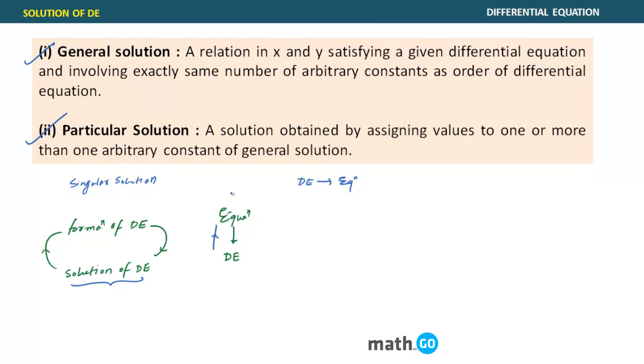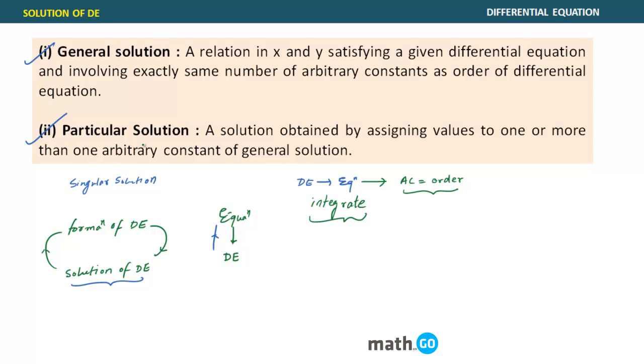So general solution, what do you mean by general solution here, is the relation in terms of x and y which you obtain by going from the differential equation to the equation, that is, you will need to integrate. After integrating, you will definitely get arbitrary constants. So if the equation has a number of arbitrary constants equal to your order, this equation is known as the general solution, very similar to what we just did in the formation of equation.